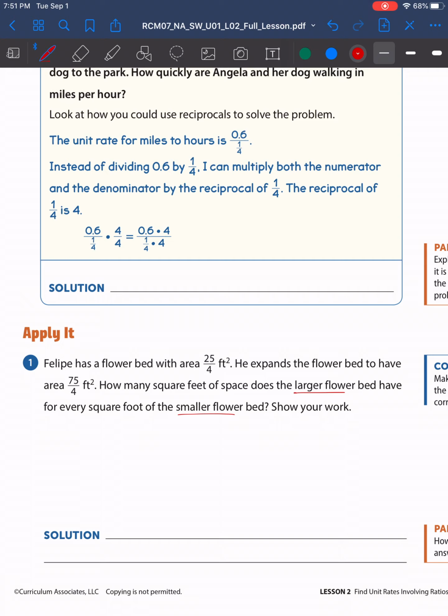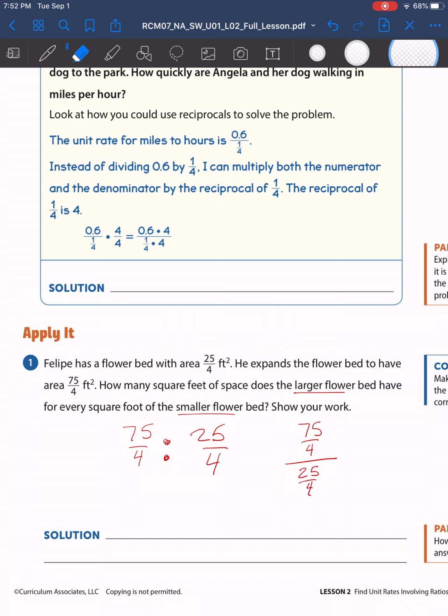So the large bed is 75 fourths. I'm not going to worry about reducing this because I know that it does reduce, but we're not going to worry about that right now, okay? For every large bed, we have a small bed at 25 fourths. So we're going to make this from a rate like this. We've learned that we can write it like this. We can also write it like this. 75 fourths divided by 25 fourths.